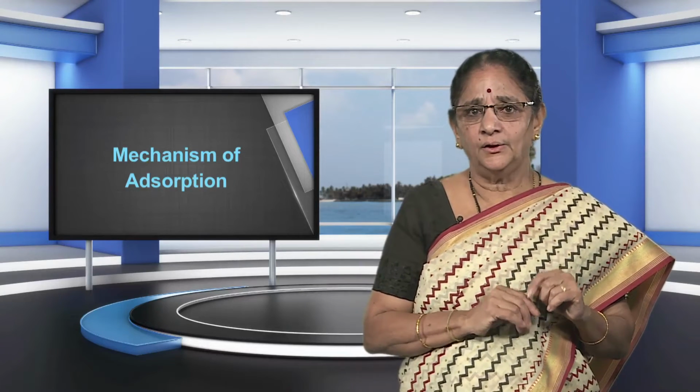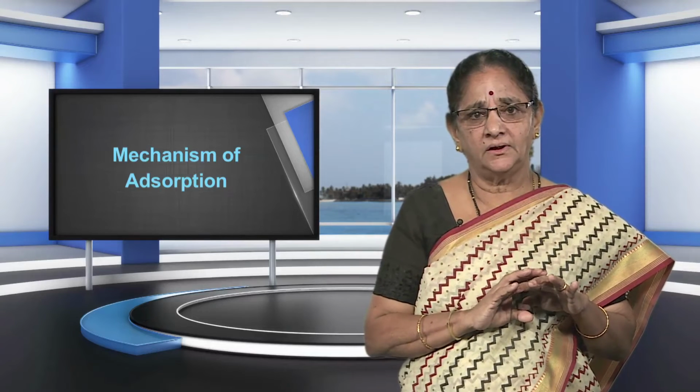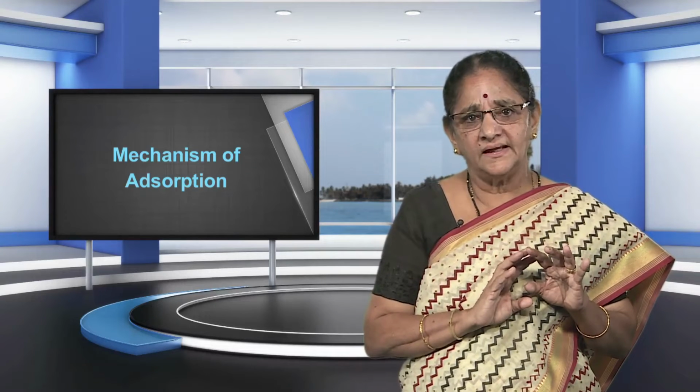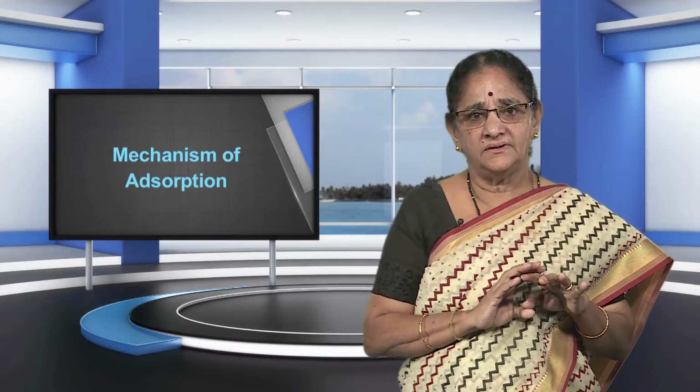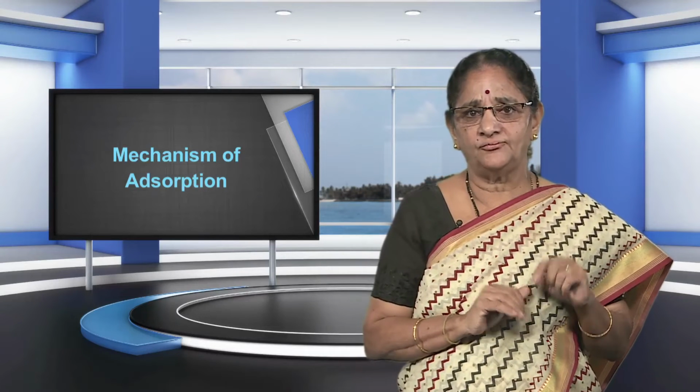Adsorption arises due to the fact that the surface particles of the adsorbent are not in the same environment as the particles inside the bulk. As you see in the figure, inside the adsorbent, all the forces acting between the particles are mutually balanced, but on the surface the particles are not surrounded by atoms or molecules of their kind on all sides, and hence they possess unbalanced or residual attractive forces.